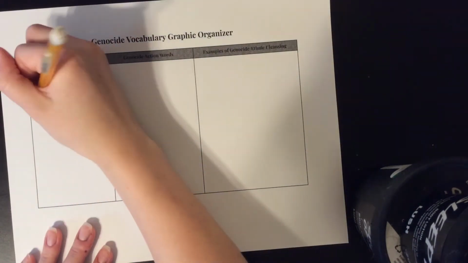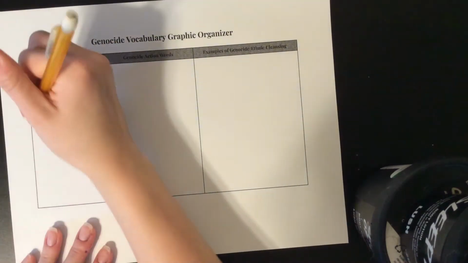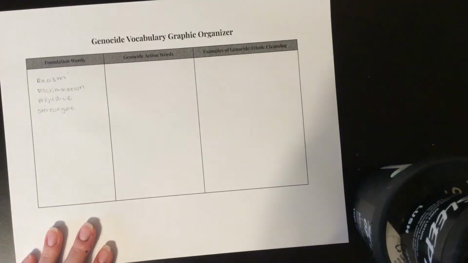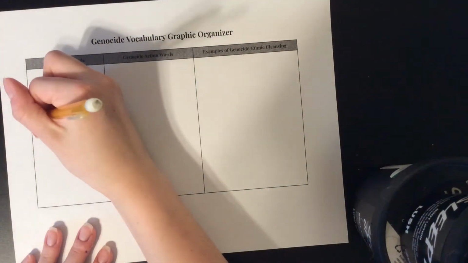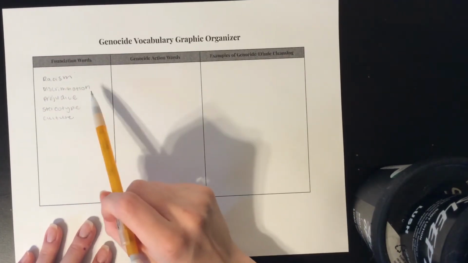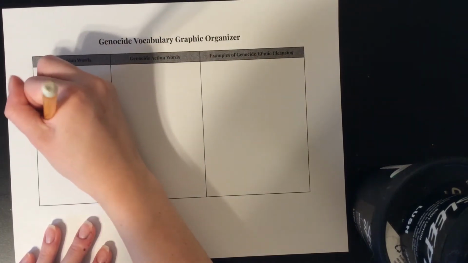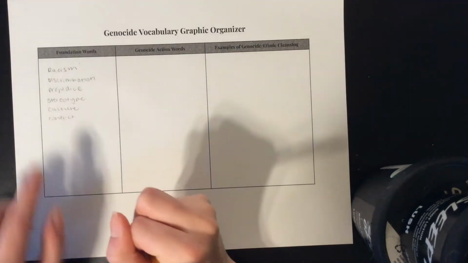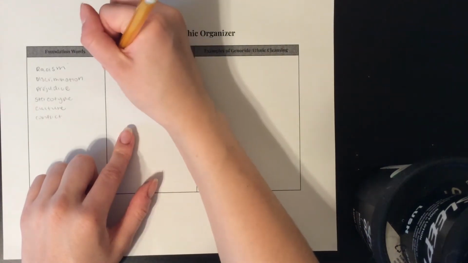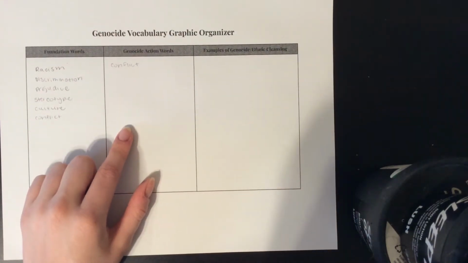Also, we could put prejudice, stereotype, and culture. An example of a word that could fit in both the foundation word category and an action word is conflict, because here we are looking at conflict as a noun, but here we're looking at conflict as an action word, as like an actual fight that is taking place, or war, or killing.